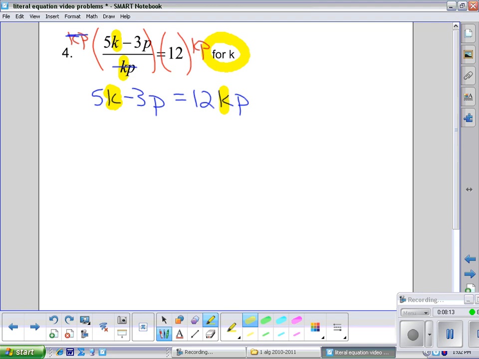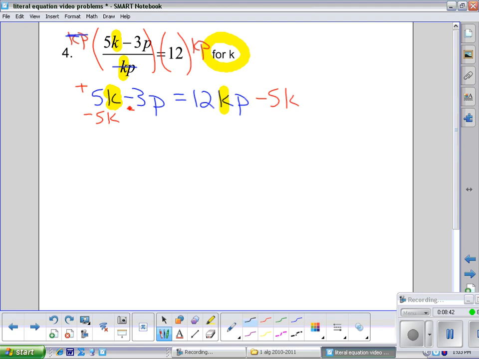All the k terms are going to go to the right-hand side. So right now, on the left-hand side, I have a positive 5k. You may think that I have to add because there's a negative here, but that negative goes with a 3p. It has absolutely nothing to do with the 5k. The 5k is a positive 5k, so if I want to get rid of it, I'm going to subtract 5k on both sides. So minus 5k on the left, minus 5k on the right.